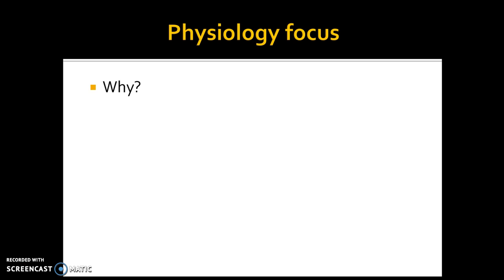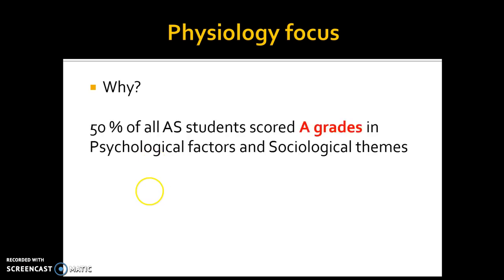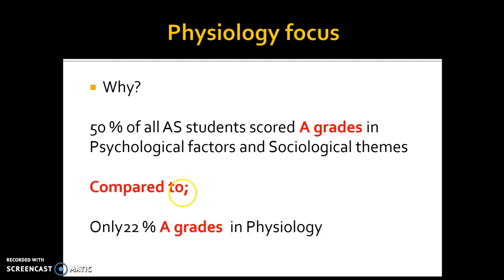But also, even more importantly, if you have a look at the AS results that have just gone, 50% of students, so 1 in 2, scored A grades in the psychological and sociological themes, which is a second exam, whereas only 22% got A grades in the physiology exam. And I look at that and think, if we're getting 35% of the students in our cohort getting A's, we can get more people up if we can get this a little bit higher. Let's really try and get physiology something that we're going to understand.